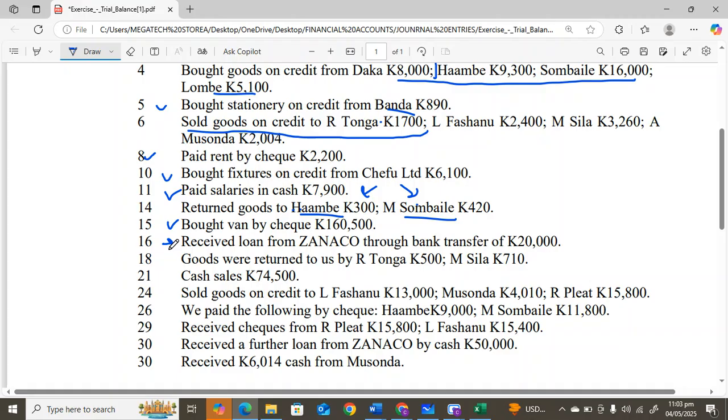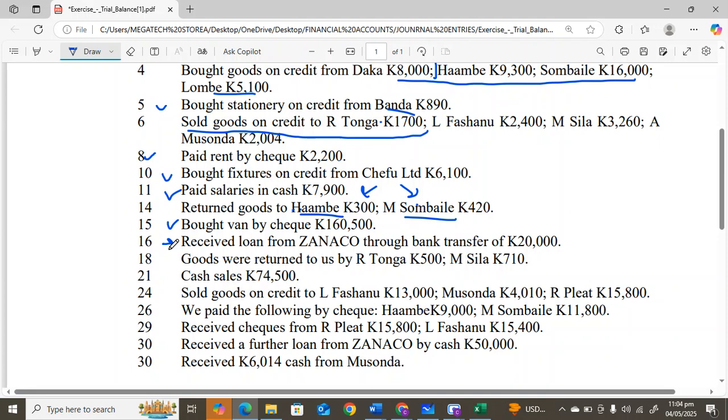Okay, you're not really wrong to think like that. But here, since we received money from Zanaco, we're owing Zanaco, right? Yes. So increase in a liability, you credit Zanaco. On Zanaco's side, yes, they've lost money there. But we're talking from the business's aspect here.